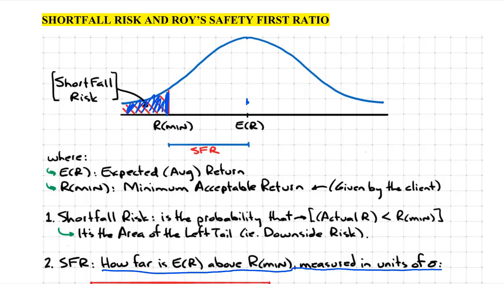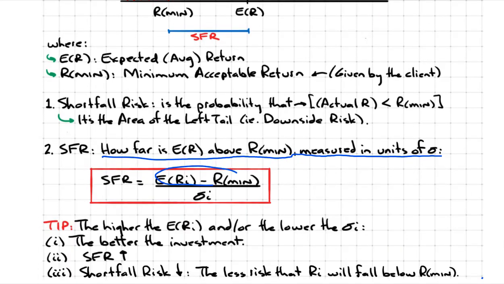Now, why do we measure this deviation in units of standard deviation? Because we're scaling it. So in other words, for example, if I tell you that the distance between the expected return and R min is, let's say, 5%, how do we know if that 5% represents a big deviation or a small deviation? Well, when we compare that deviation to the standard deviation of the return, that sort of scales it. In other words, it puts it into perspective with respect to how far the gap is, again, between the expected return and R min.